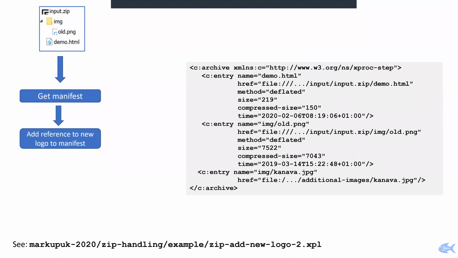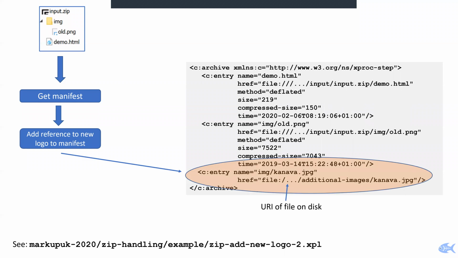What we need to do is add a reference to the new logo to the manifest, so we can later use it to create a new zip file. It looks like this. We add another C entry. The name attribute is the path of the file in the zip file, and in this case, the href attribute is the URI of the file as it is stored on disk. So we're going to take the manifest we just created and change it in this way.